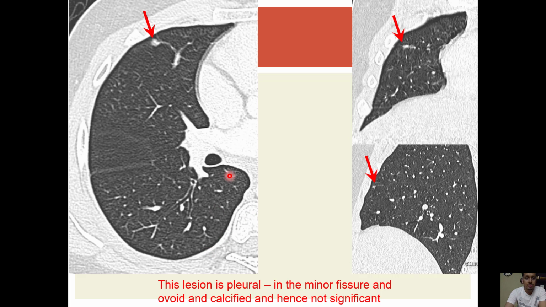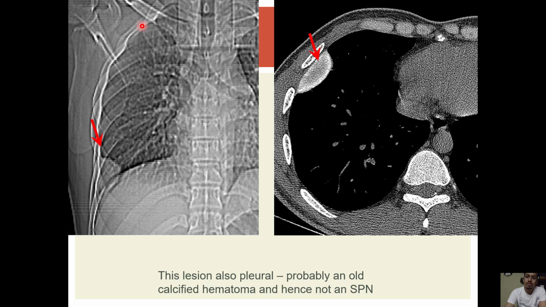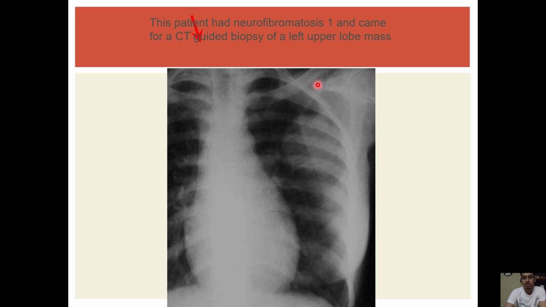So this is another patient's CT. You can see that the SPN is near the pleura and it is regular, rounded. These lesions which are near the pleura, near the minor fissure, are usually not significant. This lesion also you can see is pleural. There is a well-defined outline which is smooth and regular. So it is probably an old lesion rather than a new lesion.